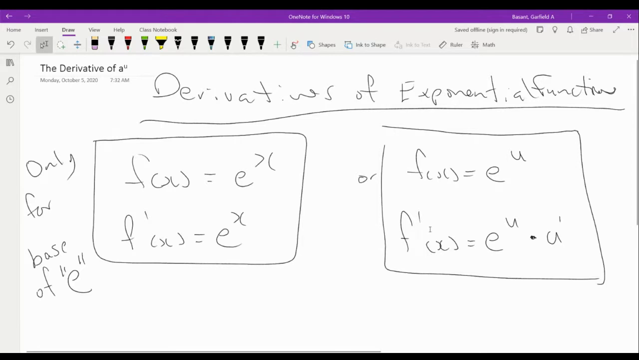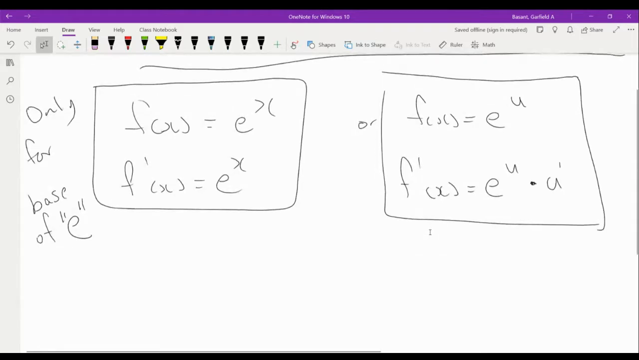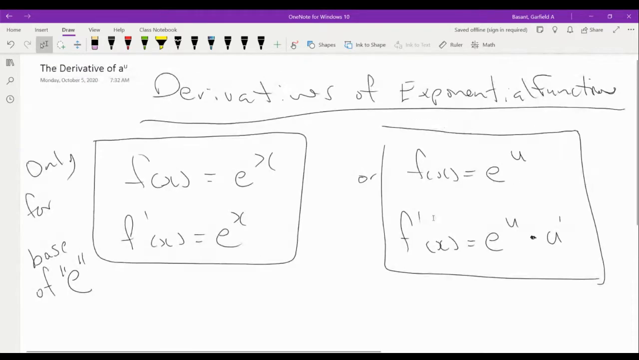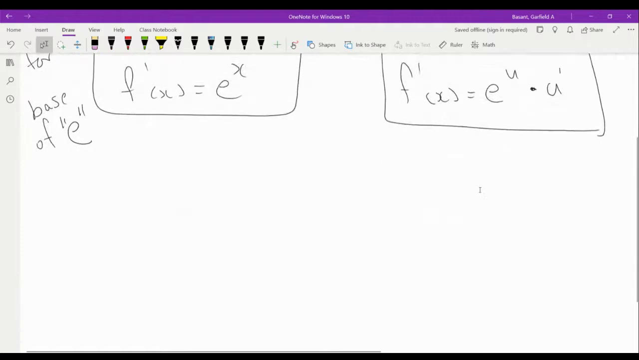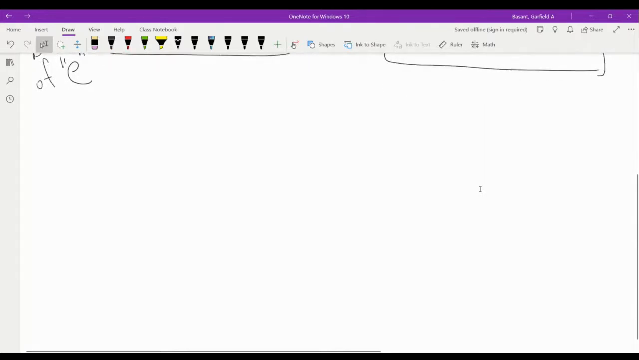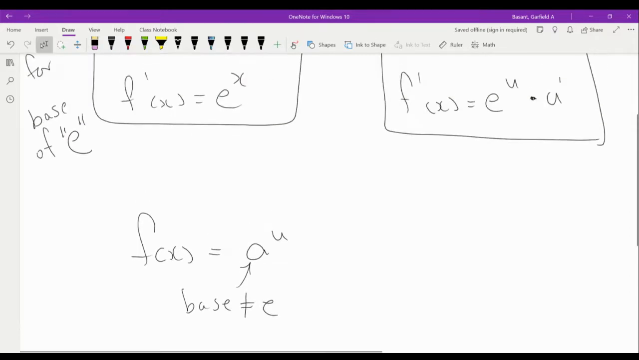Now what happens if the base is not e? Maybe the base is 2 or 3 or 4 or 5, which is what section 9.1 is about. So here we're talking about a base of a, which is really any constant. So our f of x is equal to a to the u. This is our base, which is not equal to e. If it's equal to e, then we just follow one of these two rules above.